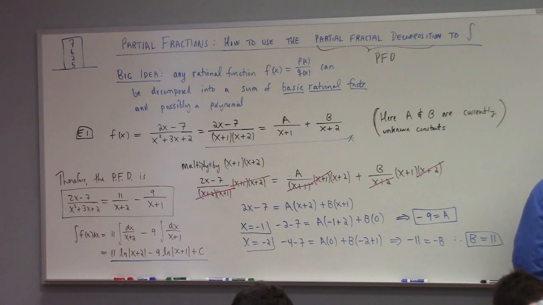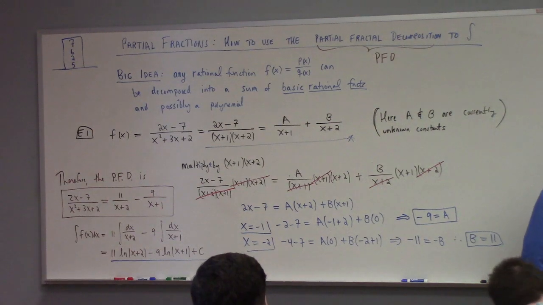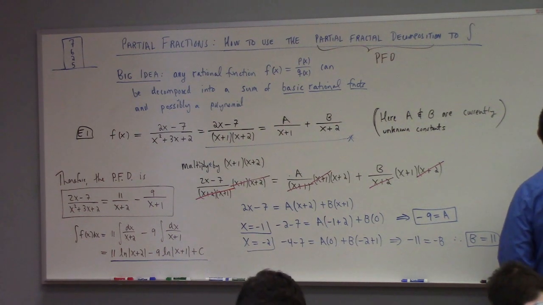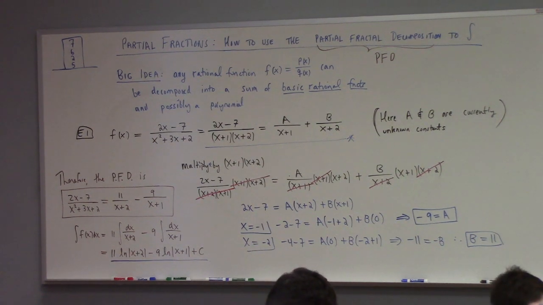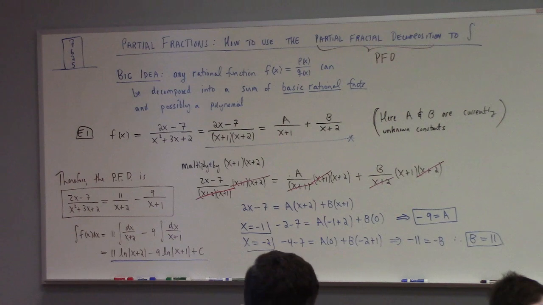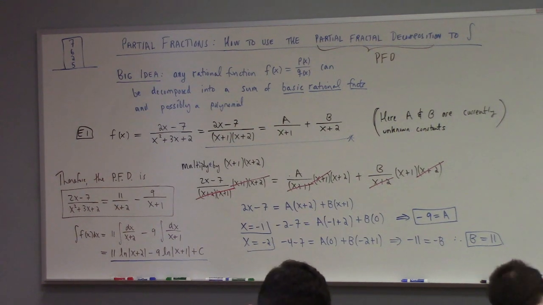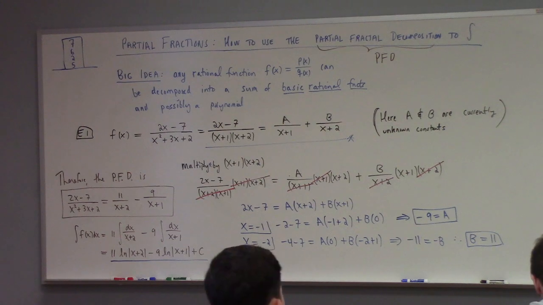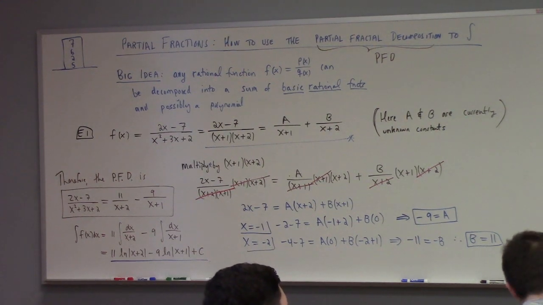What if we had linear over irreducible quadratic? How would we deal with that? For example, what if we had the integral of, say, 3x divided by x squared plus 4x plus 5. So in this case, there is no partial fractions to do. The partial fractions decomposition is already done. Like, this is already a basic rational function, actually. I can't further break it down because x squared plus 4x plus 5 does not factor over the reals.